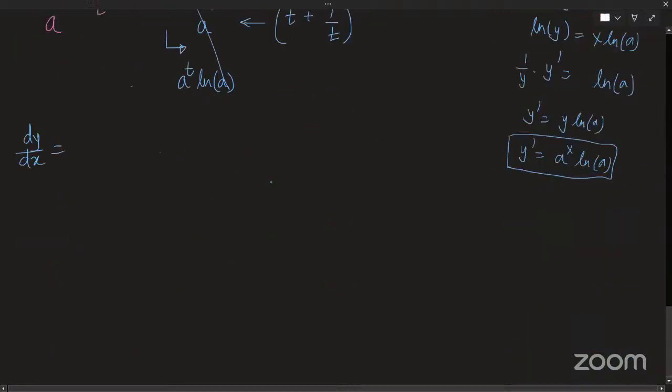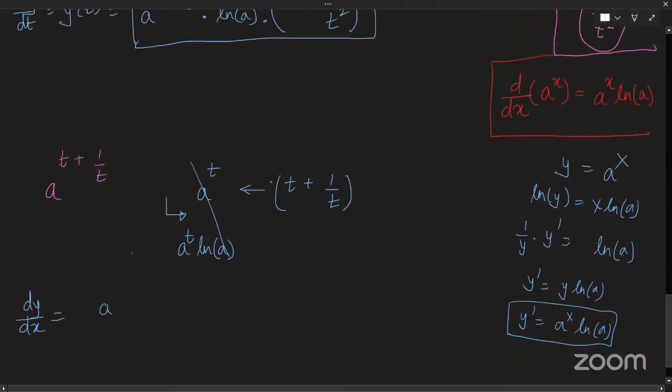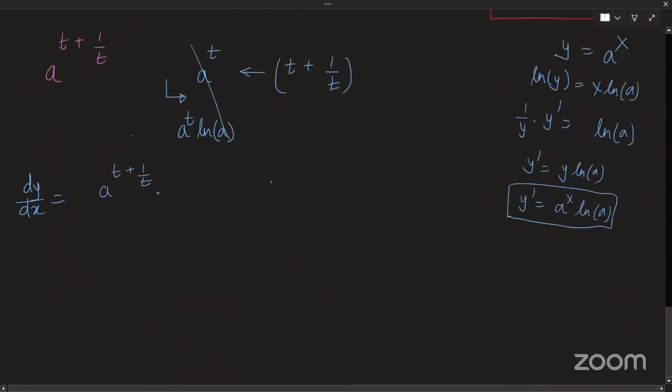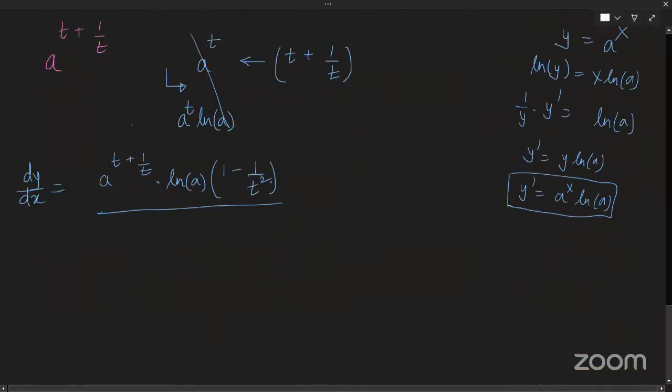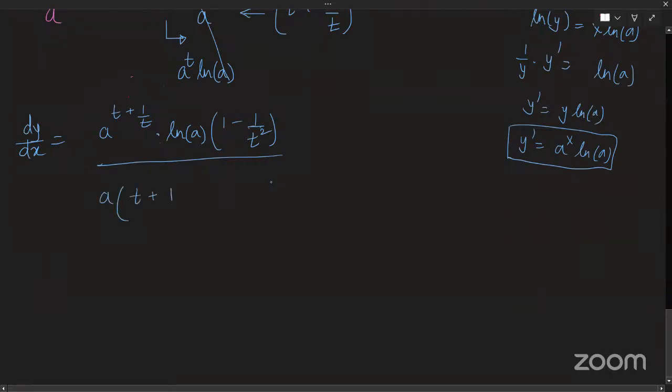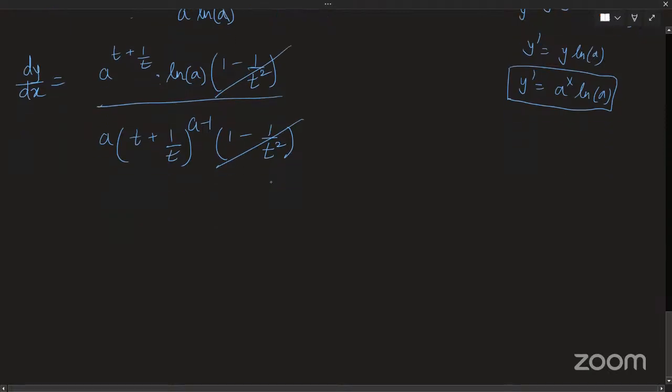Okay. So dividing both of them, I'll get a raised to t plus 1 by t into ln a into (1 minus 1 by t square), whole divided by a into (t plus 1 by t) raised to a minus 1, again into 1 minus 1 by t square. So 1 minus 1 by t square will get cancelled and this will be my final answer. Right.